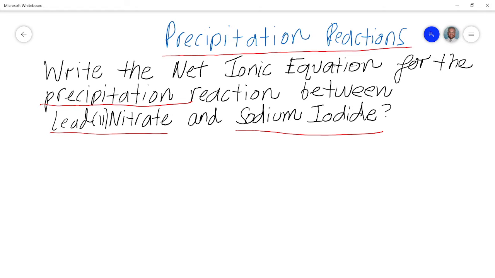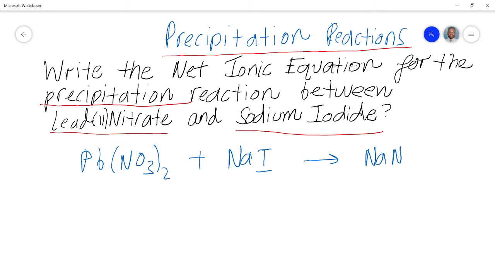All right, so let's write down the reaction here between lead 2 nitrate and sodium iodide. Okay, so lead 2 nitrate is Pb(NO3)2 plus NaI, and my products are going to be NaNO3 plus PbI2. All right, so these are my reactants and these are my products. Okay, now I want to find out, is my equation balanced? All right, I've got I2 there, so I'll put 2 there and I'm going to put 2 there.